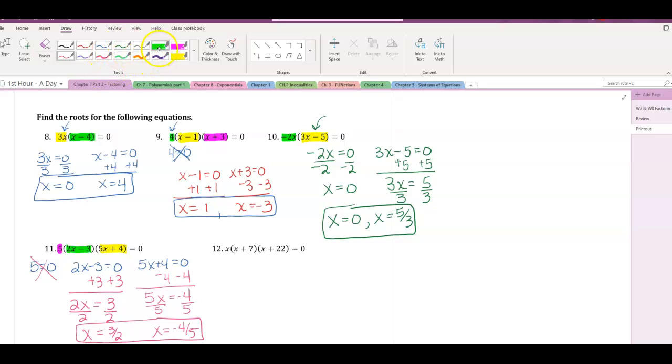Number 12, I'm going to set x equal to 0. I'm going to set x plus 7 equal to 0 and x plus 22 equal to 0. When I set x equal to 0, I get 0. When I subtract 7, I get x equals -7. When I subtract 22, I get x equals -22.